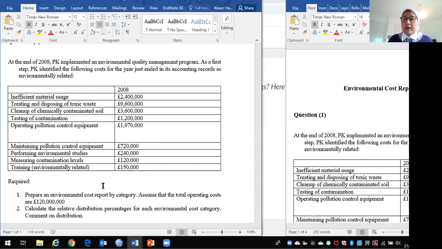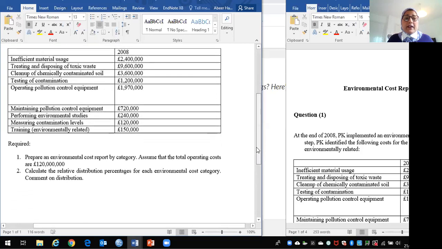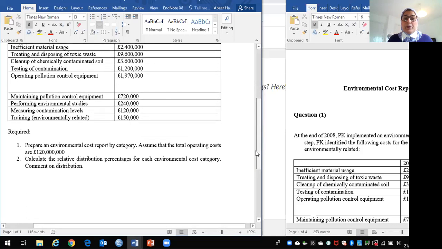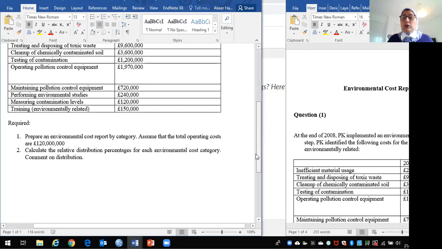So here there are a number of items, and the requirement is to prepare an environmental quality cost report by category. Assume that the total operating costs are 120 million. It's a very important point to mention here. When we prepare a quality cost report, we calculate the percentage related to sales.